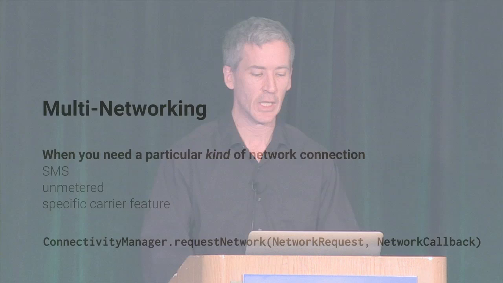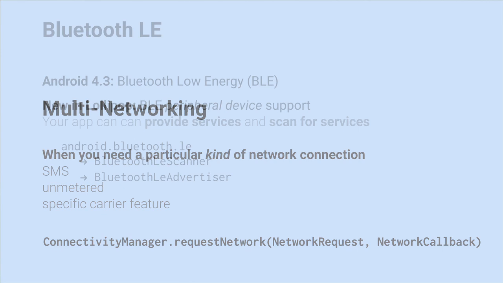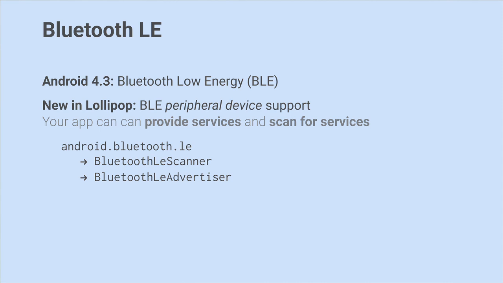Multi-networking allows you to not just connect to networks, but to connect to networks of specific types. Bluetooth LE is about actually providing as well as scanning services both at the same time, so just more capabilities for Bluetooth LE in general.